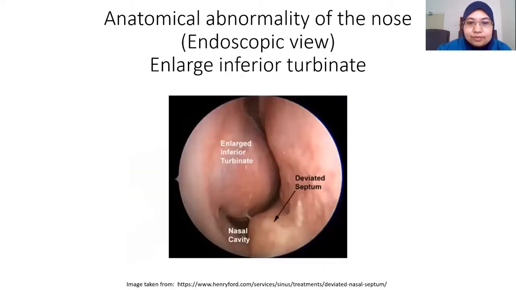Another view. So of course, there are no two noses that are similar. Some noses, you can't see the deviation from anteriorly. So the point when you are doing any swabbing is to be gentle, and then you have to know the direction of how you want to go into the nose.